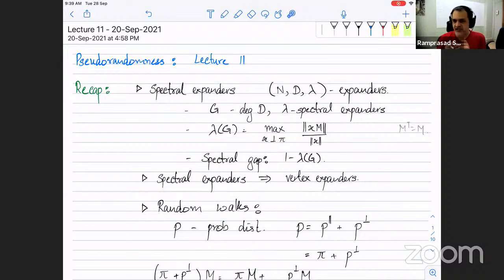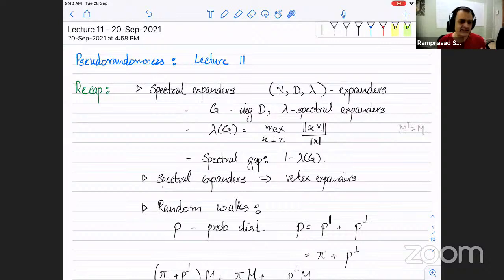Like how far away from 1 is lambda G. And intuitively, this gives a sense of how well connected the graph is. So that's roughly our mental picture of what the spectral gap is supposed to denote. Okay. And we saw that spectral expanders immediately give vertex expanders. And in fact, the converse is also true. There is some loss in parameters if you go this way and come back. But morally speaking, these are all the same kinds of objects.